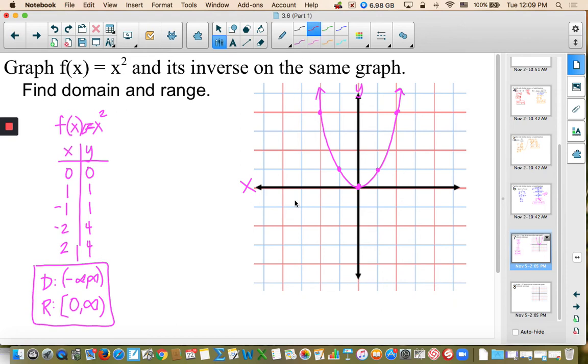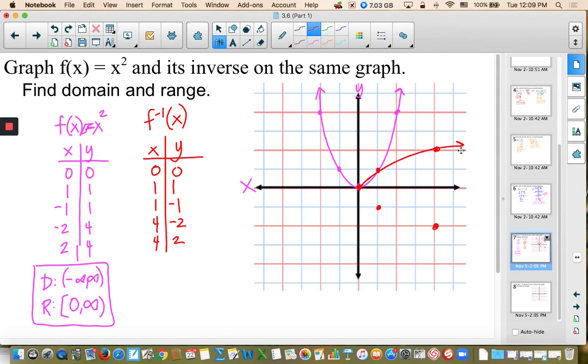Now, how would I graph the inverse? Well, the inverse, I would just switch all the points, right? So my new x and my y for my inverse would be 0, 0, 1, 1, but here I have to switch 1, negative 1. Here I have to switch 4, negative 2, and then 4, 2. And now I'm going to graph those points. So I have 0, 0, 1, 1, 1, negative 1, 4, 2, and 4, negative 2, so I got both of them.